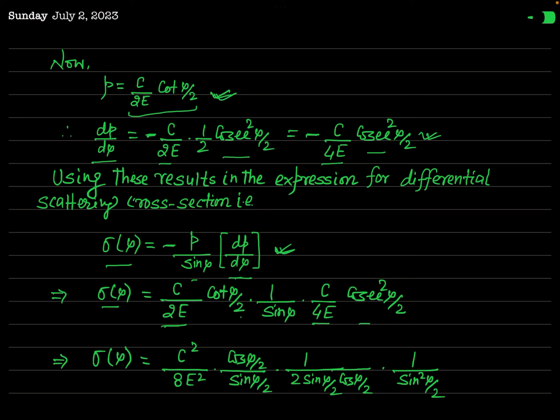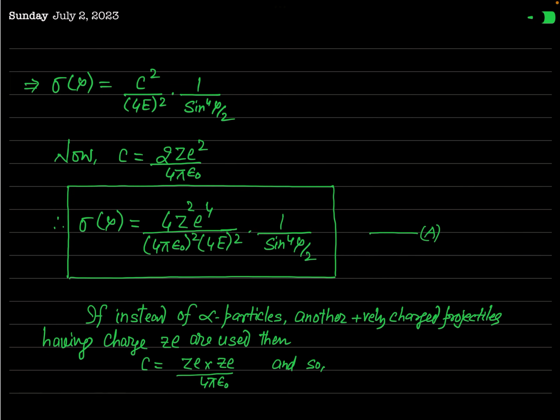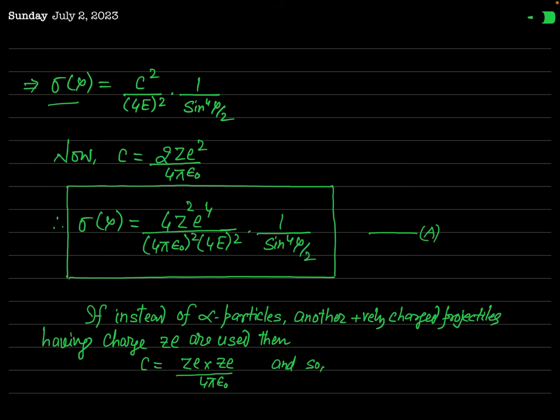Now let us see. This C times C, this will be C square. 4E times 2E, this is 8E square. Okay. And cot phi by 2, this is cos phi by 2 over sin phi by 2. Now this sin phi can be written as 2 sin phi by 2 into cos phi by 2. Okay. And cosec square phi by 2, this is 1 over sin square phi by 2. Okay. So now this cos phi by 2 and this cos phi by 2 will cancel out, and your result becomes like this. This sigma phi is equal to C square over 4E whole square times 1 over sin 4 phi by 2.